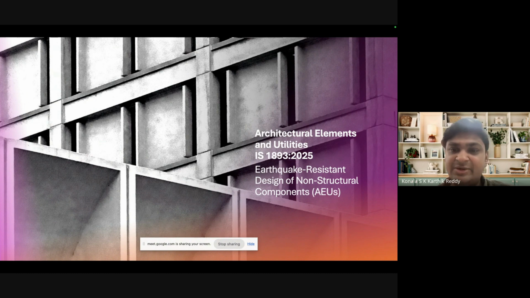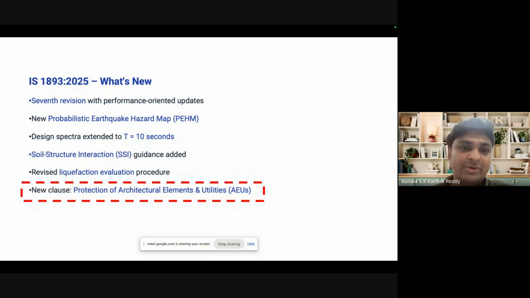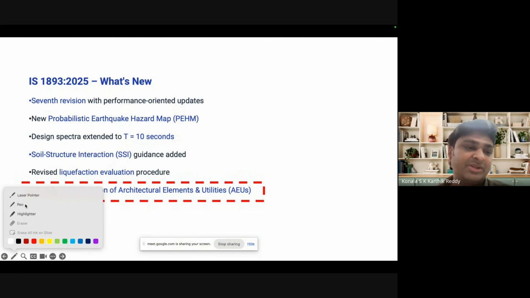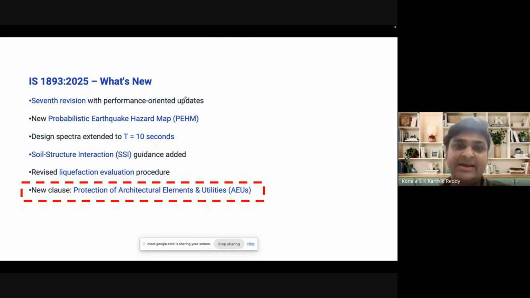Before I venture into these particular details, let me give you a few add-ons which we have for this present code. As many of you might be aware, this is the seventh revision, and all the six previous revisions are now outdated. The hazard maps and hazard zones have also been updated a lot. We are using probabilistic estimation of hazard map rather than deterministic estimation, and it is a data-driven model also. That's the reason we got a better precision of hazard map now.